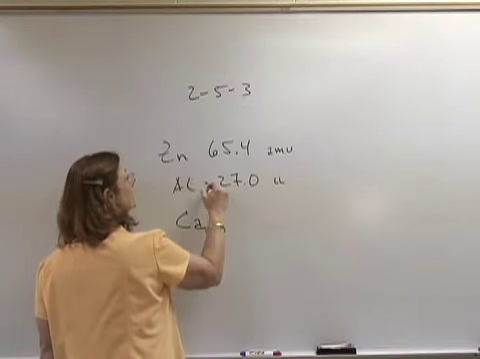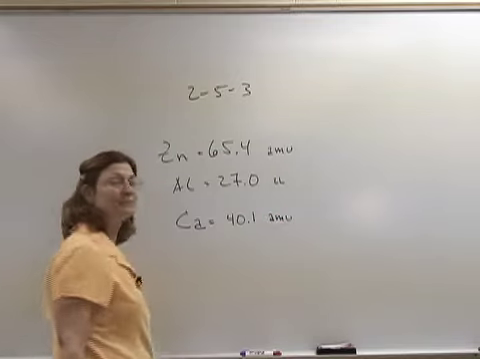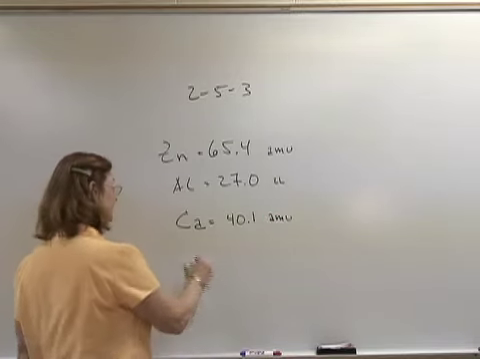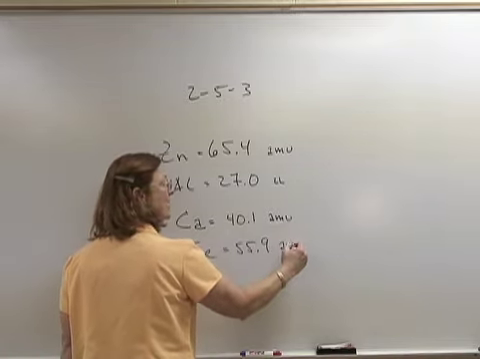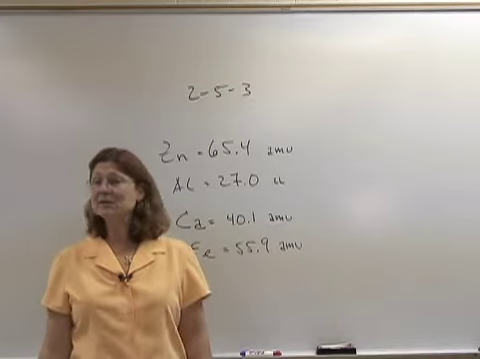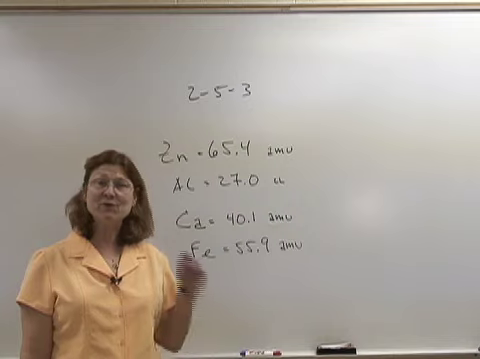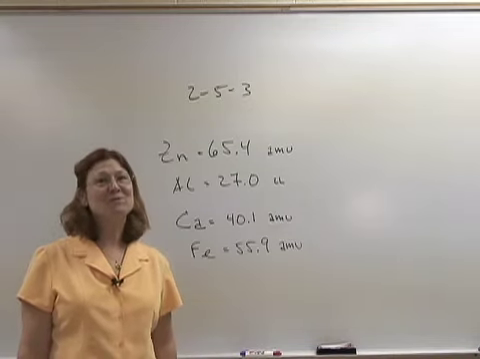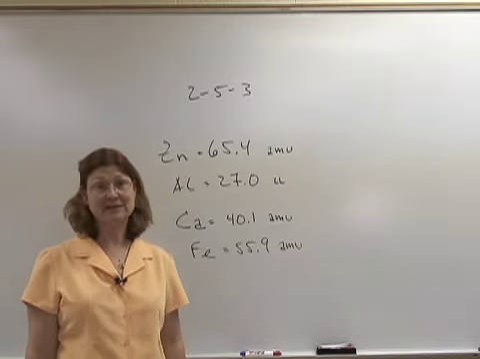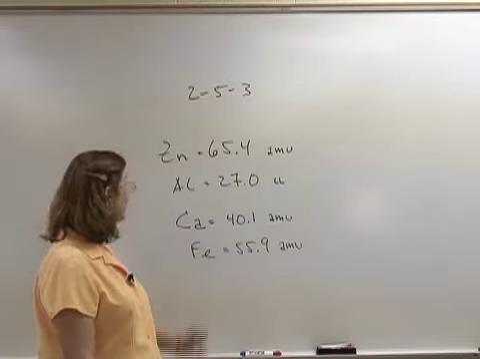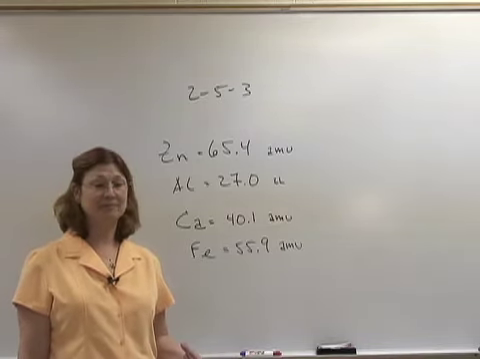Calcium is 40.1 AMU. And finally, iron is 55.9 AMU. Now, when we're doing these problems, I would always like you to use the periodic chart that I gave you in the packet the very first day of school. That's the one we're going to refer to, and that is the one that you will be given on all assessments. And that's how I found these numbers. And we look at the hundredths place to round to the tenths place.